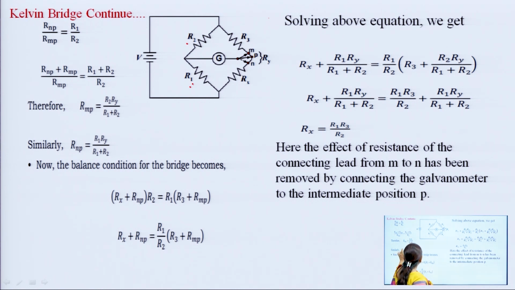Similarly, we will get RNP is equal to R1 Ry by (R1 plus R2). So, now under the balance condition, we can see that (Rx plus RNP) into R2 is equal to R1 into (R3 plus RMP). By solving this equation, we will get that Rx is equal to R1 R3 by R2. So, there is no term of RNP or RMP when we are solving it. Hence, the effect of resistance of the connecting lead from M to N has been removed by connecting the galvanometer to the intermediate position at P.